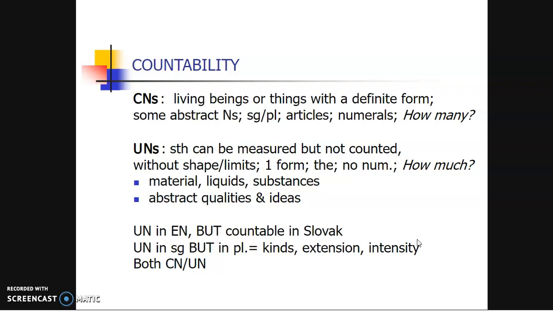Countability. Countability is the living beings or things with definite form, some abstract. Articles, numerals, how many, for example. For example, can be measured but not counted, without shape, limits. For example, material, liquid, substances, abstract qualities, and ideas.